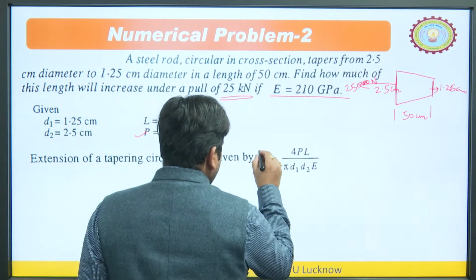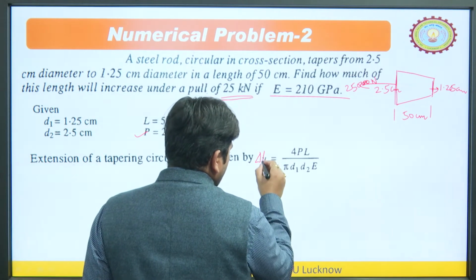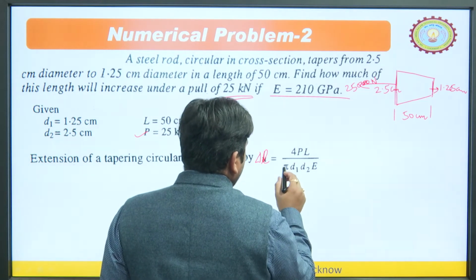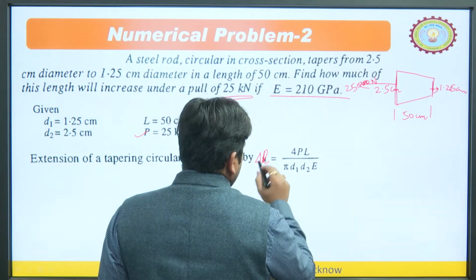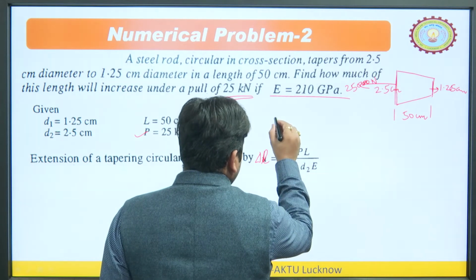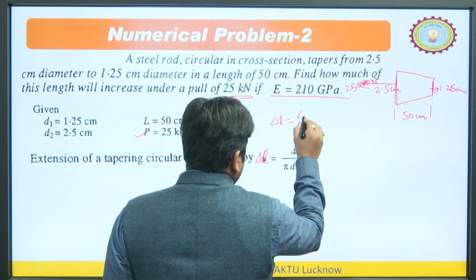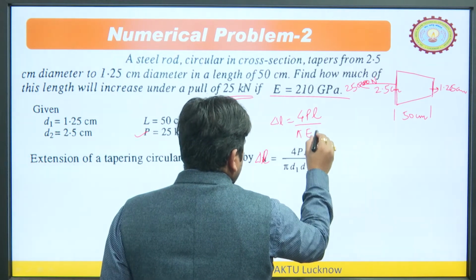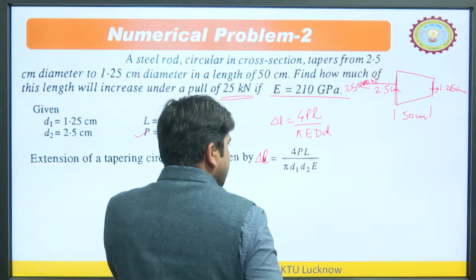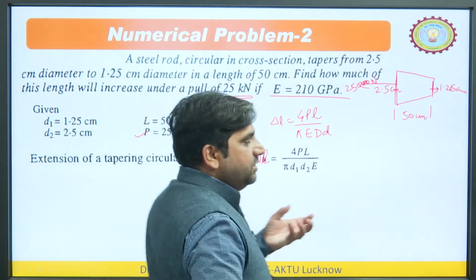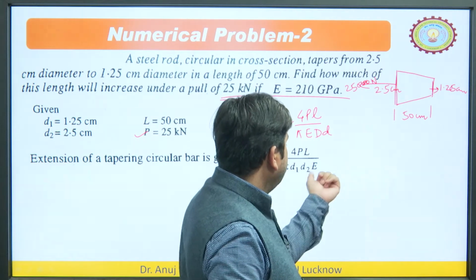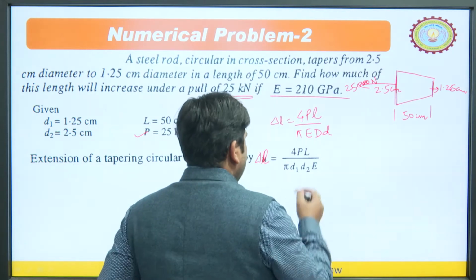So, delta L here they have represented by U. So, no problem. So, delta L is equal to 4 P L upon pi d1 d2 E. What I discussed at that time was the formula 4 P L upon pi E capital D small d. Capital D means the bigger diameter, small d is the smaller diameter, but here capital D means d1 and small d means d2. So, that does not matter.